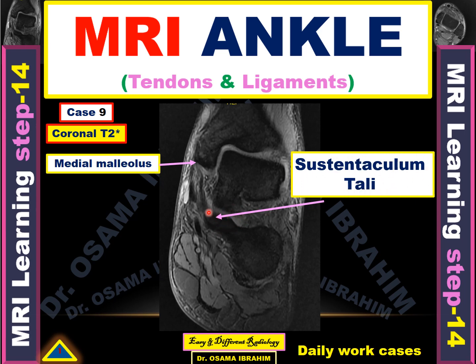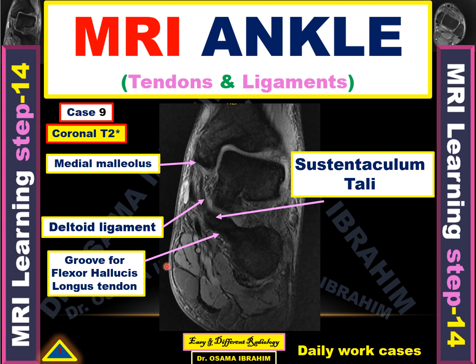At the sustentaculum tali, there is an articulation between it and the medial malleolus through a ligament called the deltoid ligament, in the medial compartment of the ankle. It is also identified by the groove at its inferior aspect, through which passes the flexor hallucis longus tendon. So this structure is the sustentaculum tali.